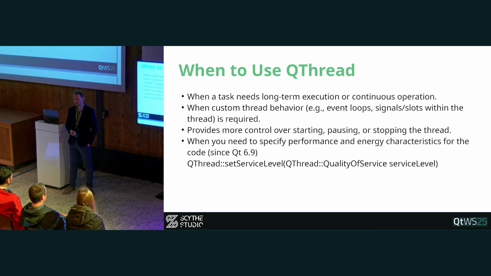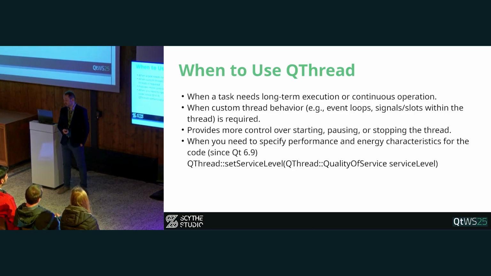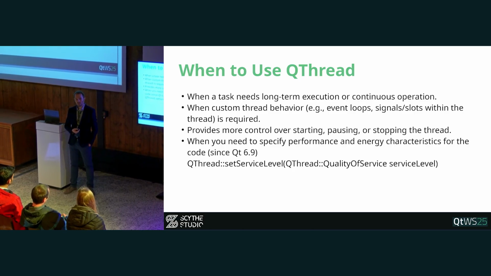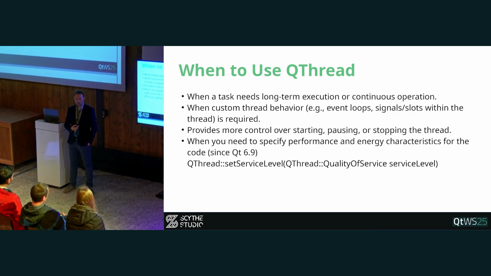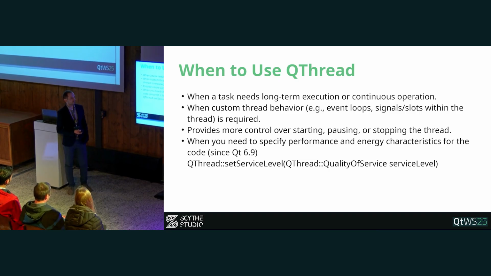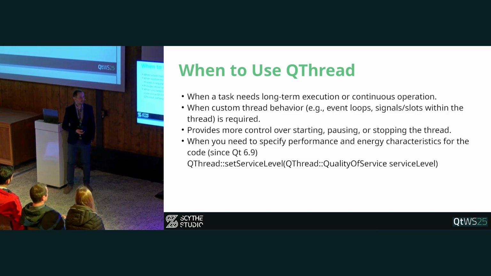I think it makes sense to use QThread when you have some kind of long-running task that you know will be running for maybe the whole lifetime of the application, or maybe you want to run a separate Qt event loop. That's also a good reason for having a separate thread. Another reason is if you want to have direct control over when a thread is started or stopped. And since Qt 6.9, we also have a new very good reason for using QThread directly.